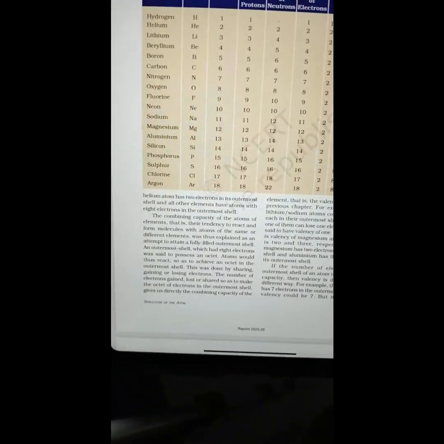So I have come to the next page and I am on this paragraph now. Helium atom has 2 electrons in its outermost shell and all other elements have atoms with 8 electrons in the outermost shell. The combining capacity of the atoms of elements, that is, their tendency to react and form molecules with atoms of the same or different elements, was thus explained as an attempt to attain a fully filled outermost shell.